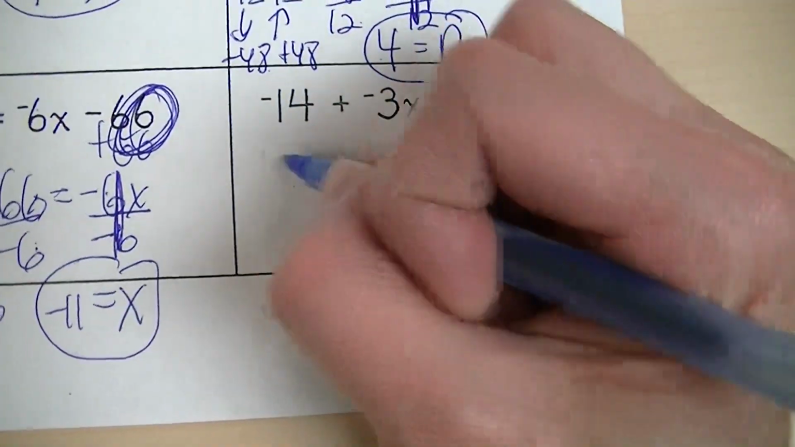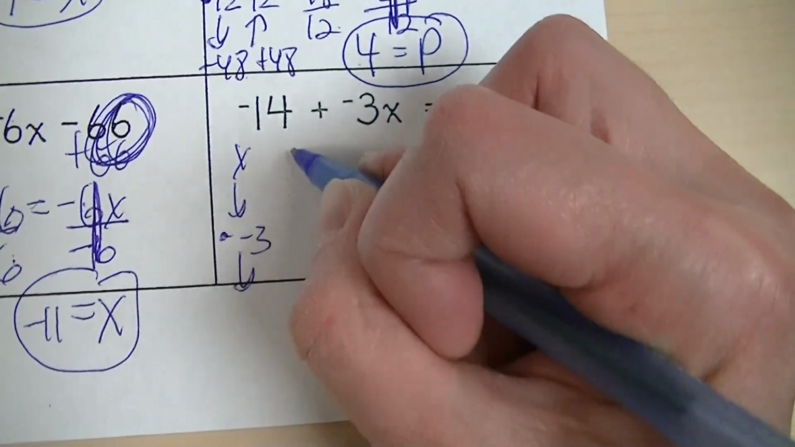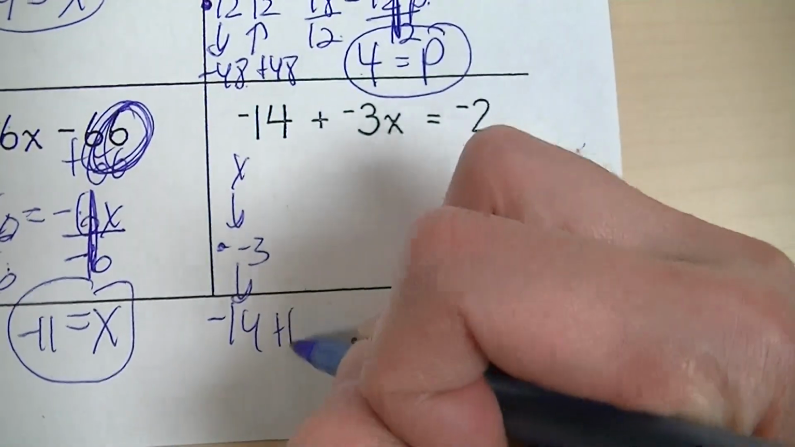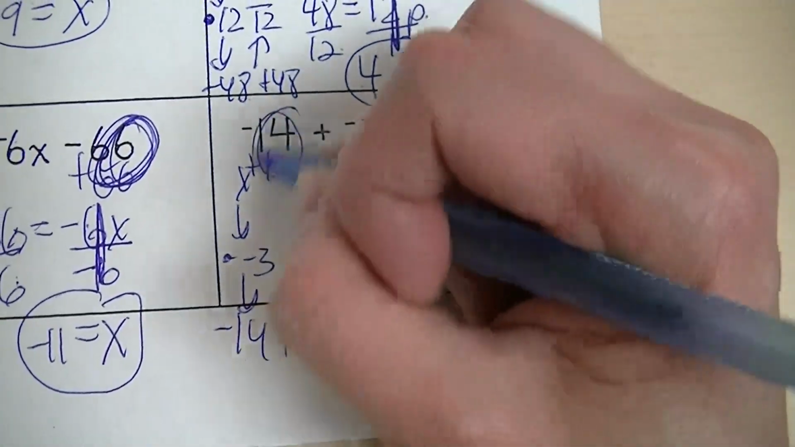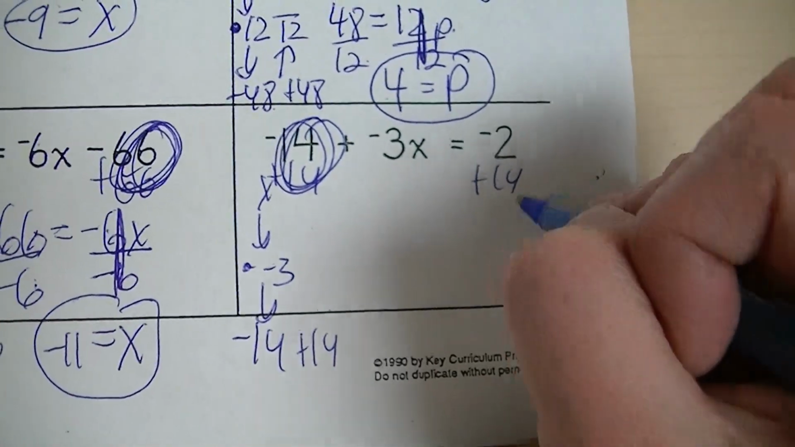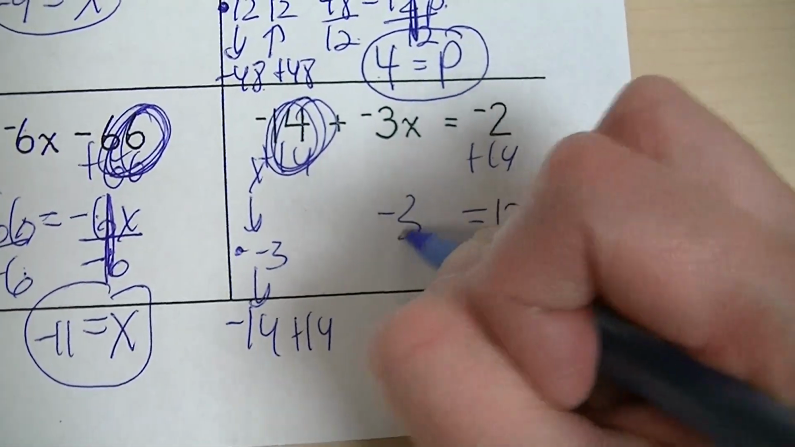Okay, let's build this one. They start with x, then they multiplied it by a negative 3, and then they subtracted 14. Okay, inverse operation to subtract 14 is to add 14. Do that to both sides of that equal sign. Negative 14 plus 14 is 0. Bring down, negative 2 plus 14 is 12. Bring down your equal sign, bring down your negative 3x.